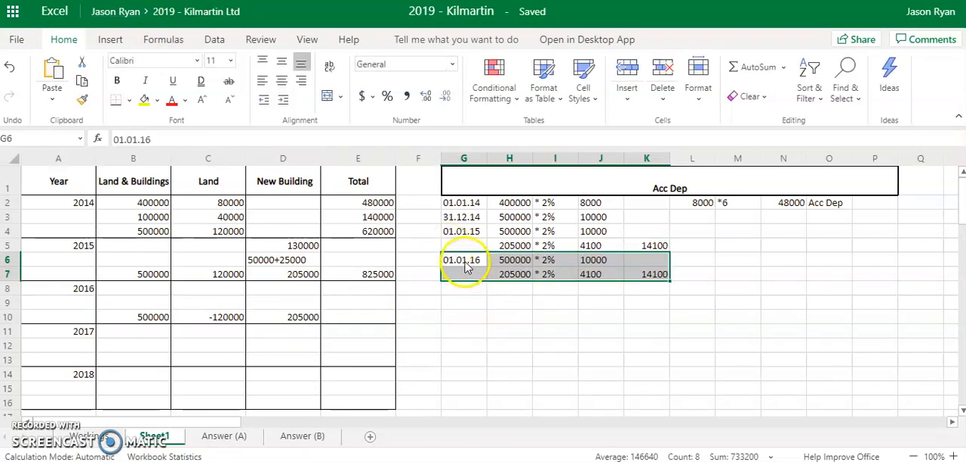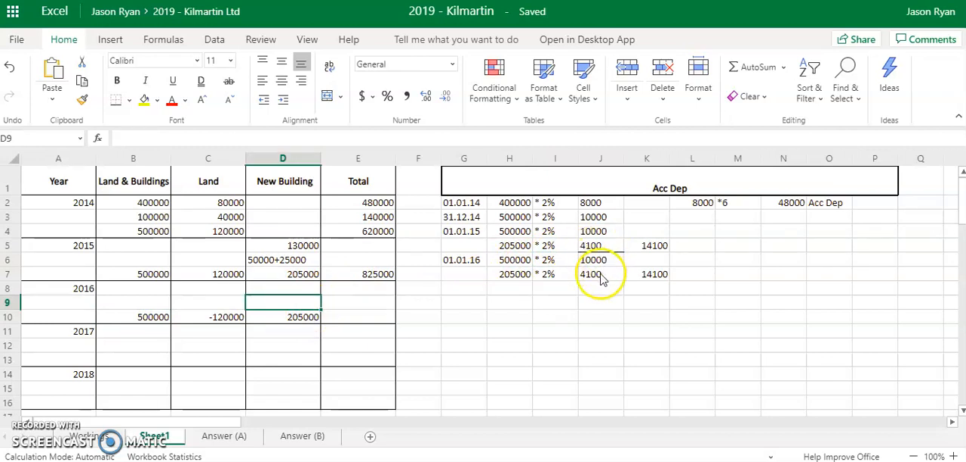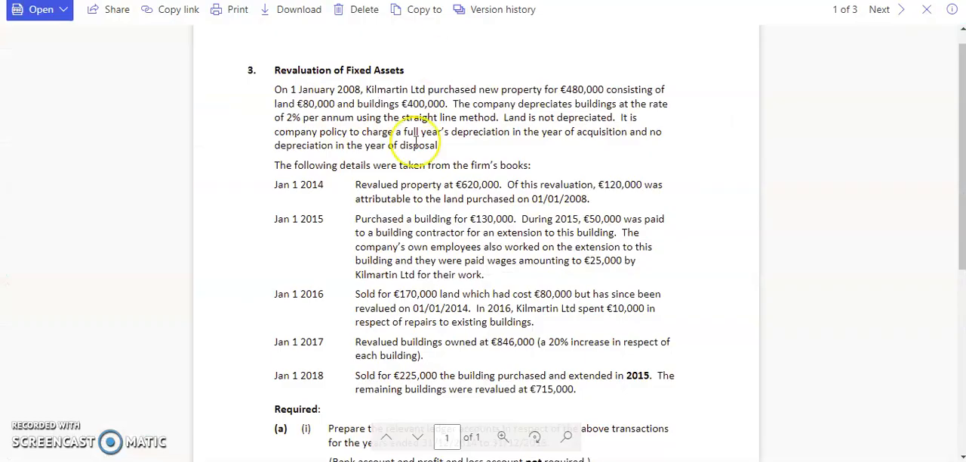So depreciation then for 2016, we'll have 500,000 multiplied by 2% gives us 10,000. And we have 205,000 multiplied by 2%, which gives us 4,100. So it's a total of 14,100. In 2017 then, the revalued buildings are at 846,000.